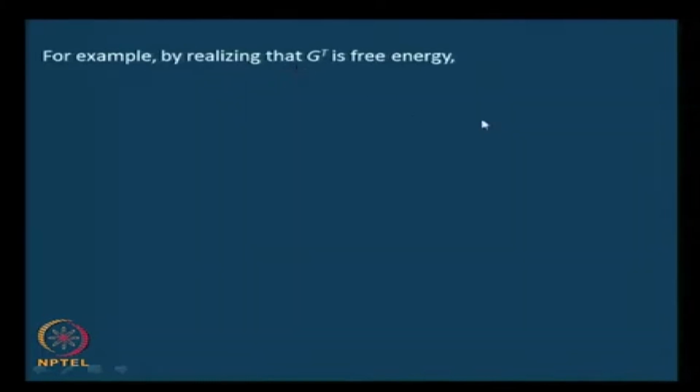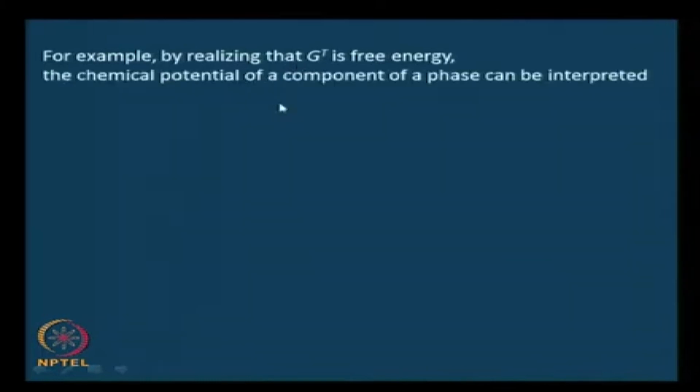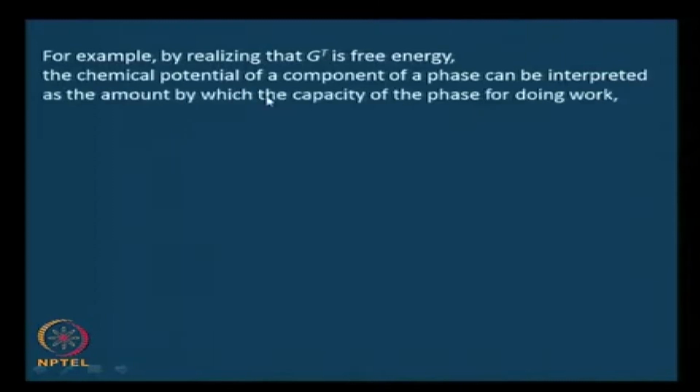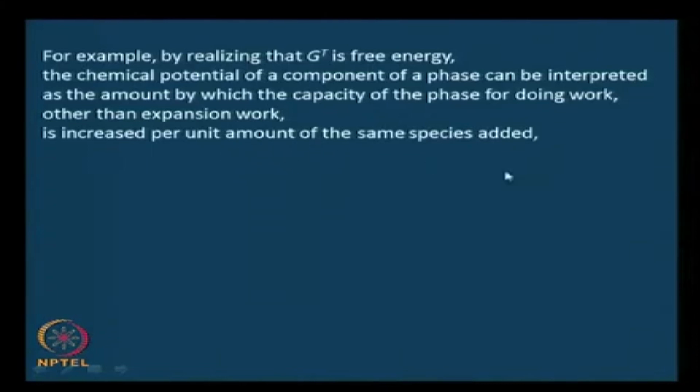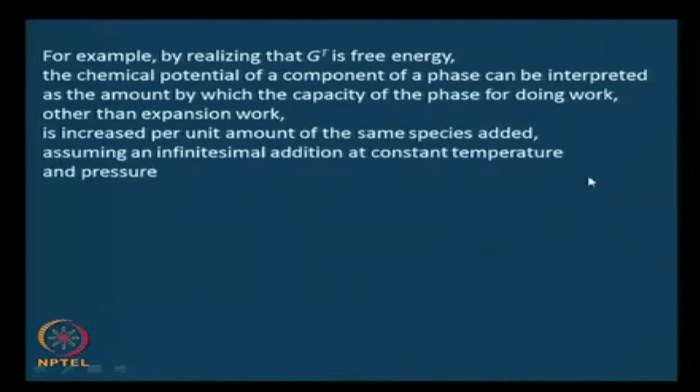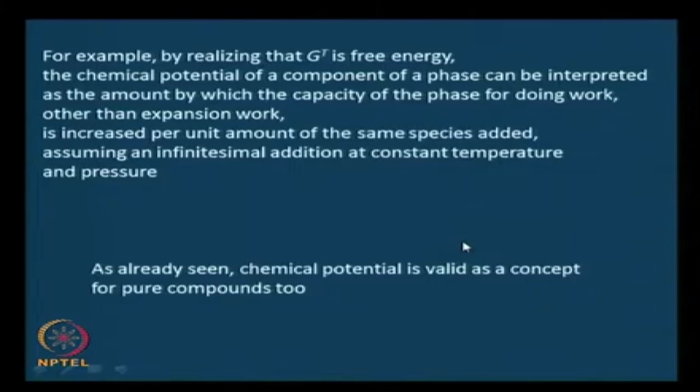By realizing that Gt is free energy, the chemical potential of a component of a phase can be interpreted as the amount by which the capacity of the phase for doing work, or the work itself other than expansion work, is increased per unit amount of the same species added, assuming an infinitesimal addition at constant temperature and pressure. And of course, as we have already seen, chemical potential is a valid concept for pure components also, although it was introduced using a multi-component system.